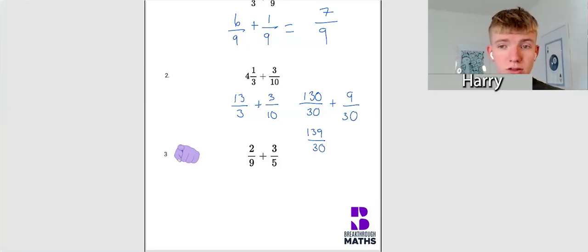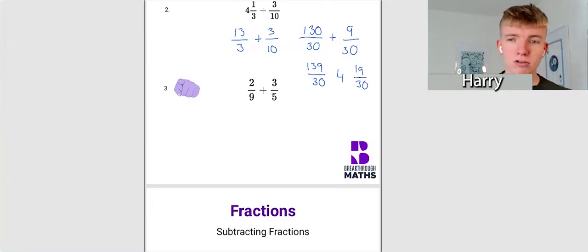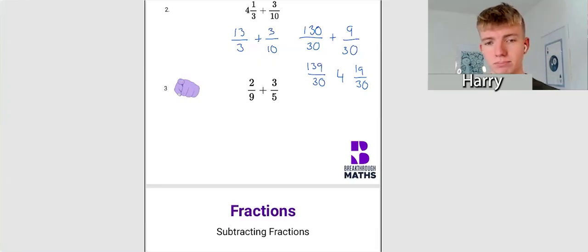If we were to convert this back to a mixed number, how many 30s go into 139? 4. How many are remaining? 19. Okay, so it's 4 and 19 over 30. Hopefully that made sense. And finally, this last question, once again, you do this by yourself, okay? You've got 5 seconds to pause the video, and I'm going to go through it.